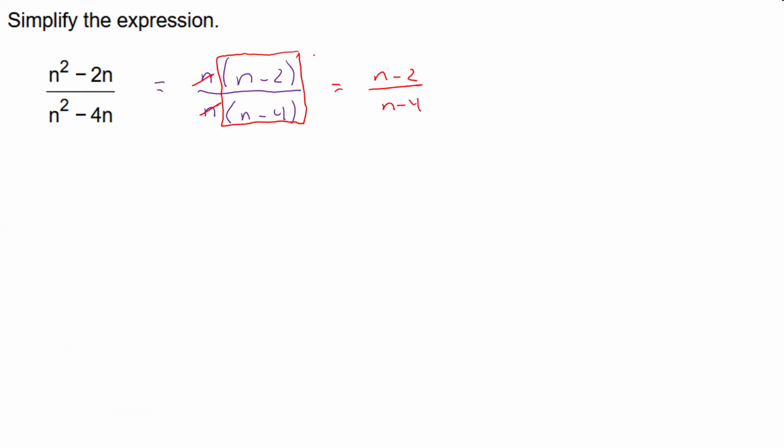So don't try to cancel n's and 2's and 4's and all that. You can't do any of that. That's as far as it goes because those have to be the same top and bottom to be able to cancel. All right, let's stop there and we'll come back for some more.